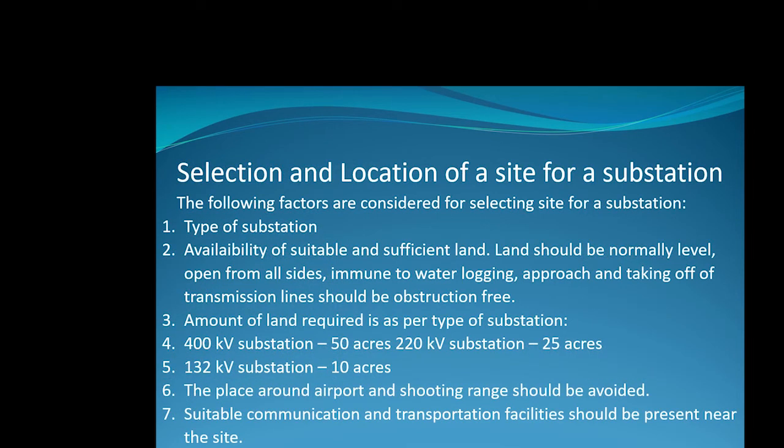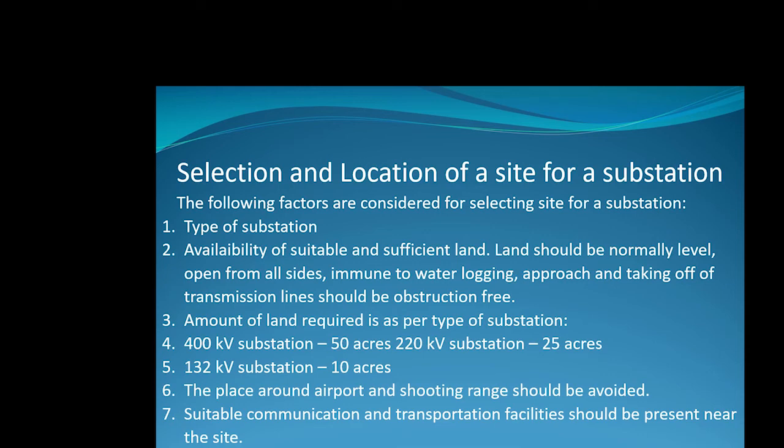Location and selection of site for substations. The following factors have to be kept in mind for selecting a site for a substation. First one, type of substation. Here, the category of substation is paramount in selecting the site. For example, a step-up substation is meant to be closer to a generating site where the power losses will be minimum, and if it is a step-down or a distribution substation, then it is preferred to be closer to the load center, so that reliable supply of power can be achieved.